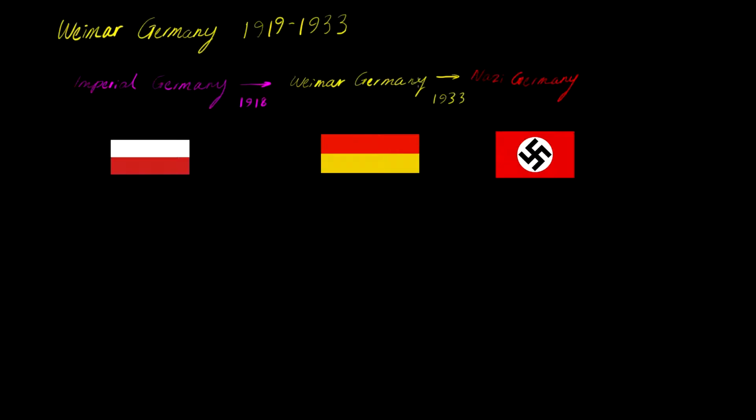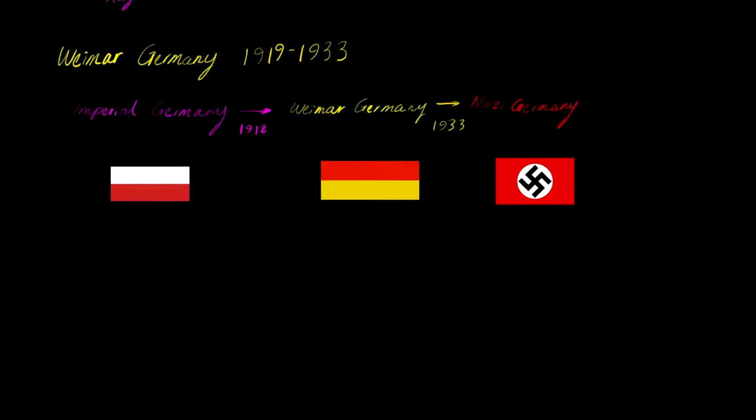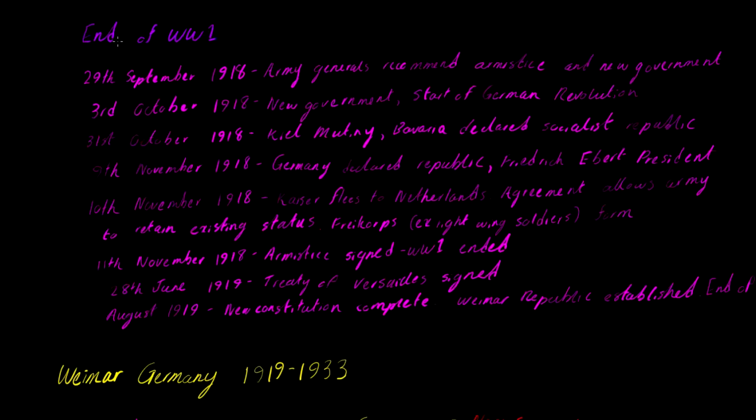So before we do that, it's important to look at some of the key events that happened at the end of World War I. At the end of World War I, we have the 29th of September 1918. This is when the war didn't look too good for Germany. We have the army generals recommending an armistice and the formation of a new government. And on the 3rd of October 1918, we actually had that new government formed.